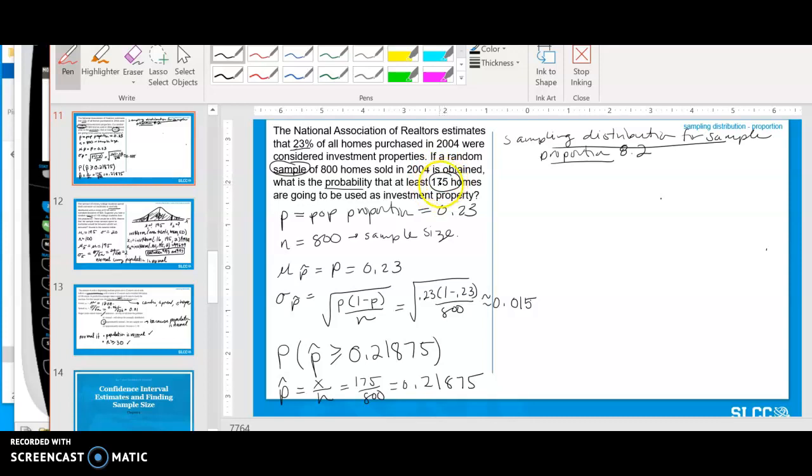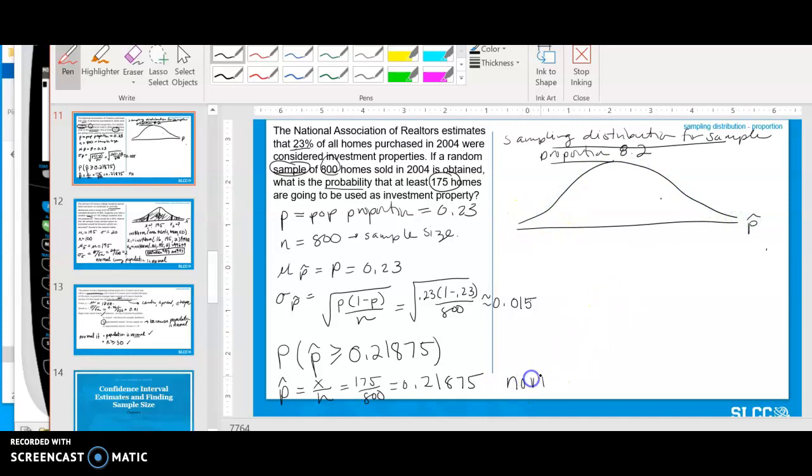Okay, so in some problems, you are given the sample proportion for you, and sometimes it's given to you as how many had this different characteristic, and you've got to find the proportion by doing how many divided by how many total you had. Okay, make it a proportion. So I want to know the probability that the sample proportion is greater than or equal to 0.21875. So we have this distribution of p hats, okay?